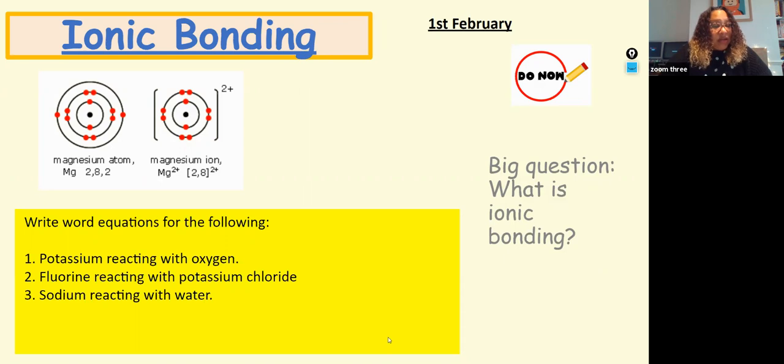Once you've considered those, have a little look at the picture there of a magnesium atom and a magnesium ion, and see if you can think about what's being shown there. What's it telling you? What's happening? What are the differences between that atom and ion? What do all these little plus symbols and numbers and letters mean? So have a little think about that. I'll give you a moment more.